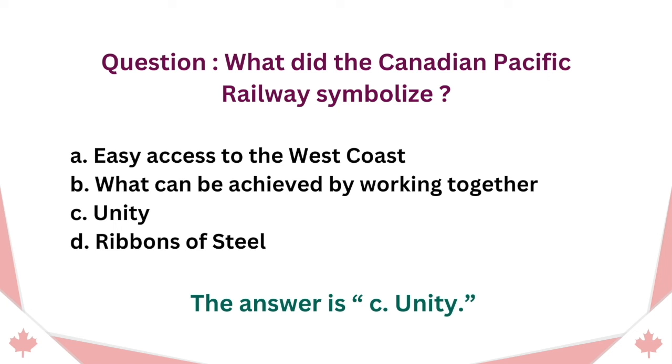Question. What did the Canadian Pacific Railway symbolize? A. Easy access to the West Coast. B. What can be achieved by working together? C. Unity. D. Ribbons of steel. The answer is C. Unity.